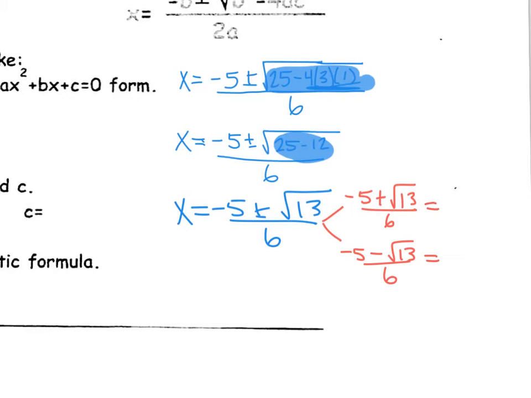And then we use our handy dandy calculator to do the rest. Negative 5 plus the square root of 13. Remember to hit the equal sign after doing that. Then divide by your 6. So my first answer is negative 0.23. My second answer, negative 5 minus the square root of 13 divided by 6 equals, and my next answer is negative 1.43.